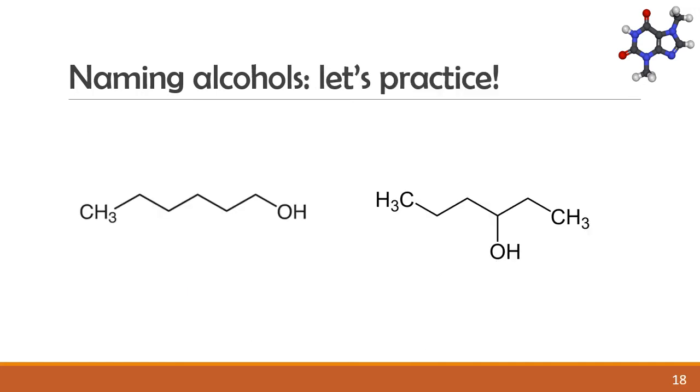Let's try naming these two isomers. They both have 6 carbons, so they are both hexanol. In this hexanol, the hydroxyl group is attached to C1, so we name it as hexan-1-ol. In this other hexanol, the hydroxyl group is attached to C3, so we name it as hexan-3-ol.